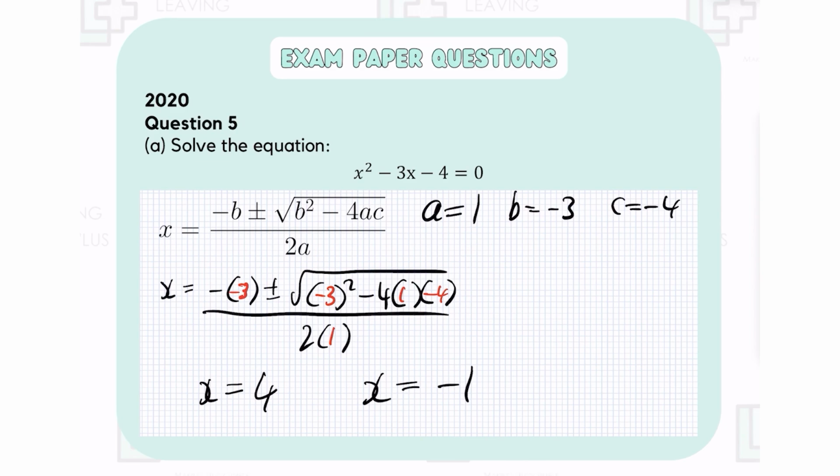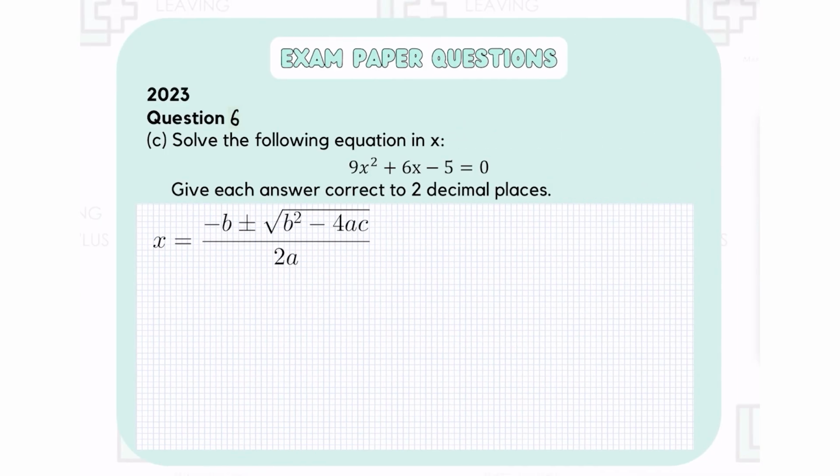And I'll do one more, just so we're nearly over practice at this stage. So this is 2023 question 6 part C. It was worth 10 marks this year, and they want you to give each answer to 2 decimal places. So again, let's get cracking. A is 9, b is 6, and c is minus 5.